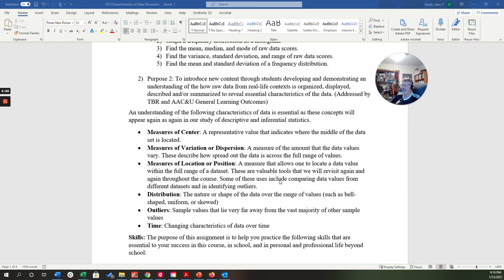The distribution, the nature or shape of the data over the range of the values, such as bell-shaped, uniform, or skewed. And we'll work a lot with the normal distribution in this class over the course of the semester. And outliers, sample values that lie very far away from the vast majority of other sample values.